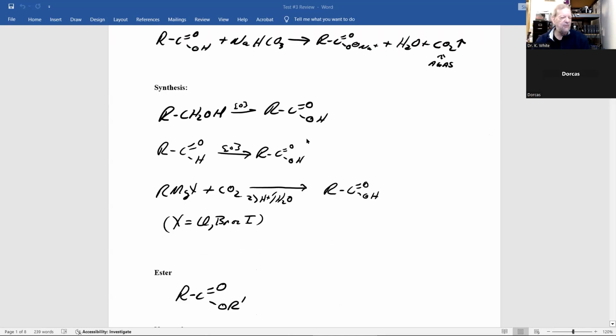All right, how do you make a carboxylic acid? If you start with a primary alcohol and oxidize it heavily, you will get a carboxylic acid. It won't stop at the aldehyde. And as I mentioned, this is the reason why wine goes bad: ethanol, a primary alcohol, has oxygen in it.